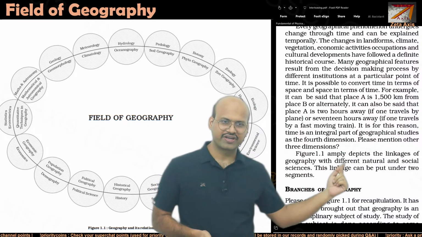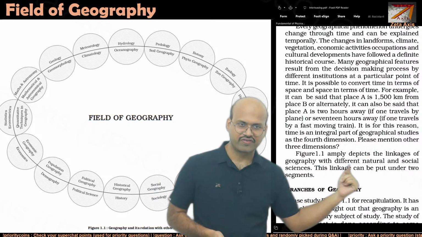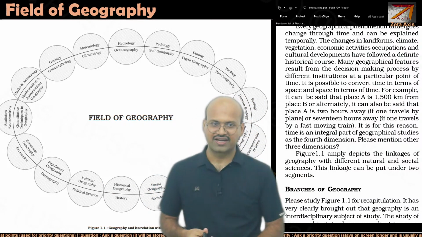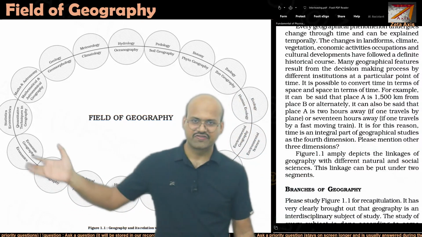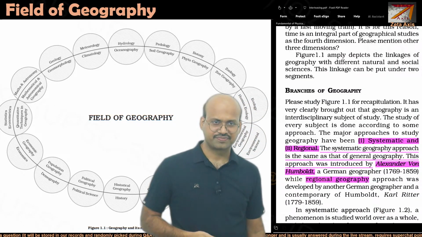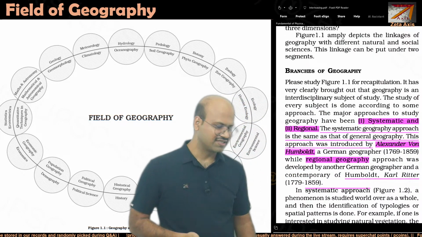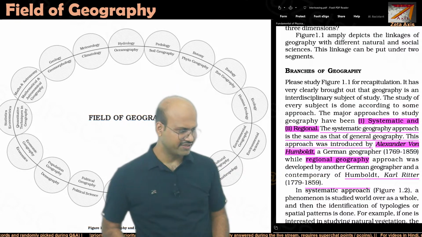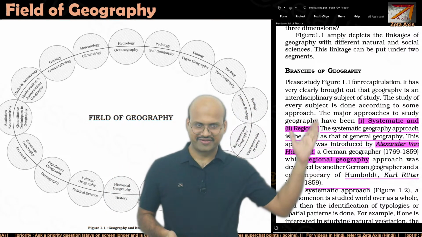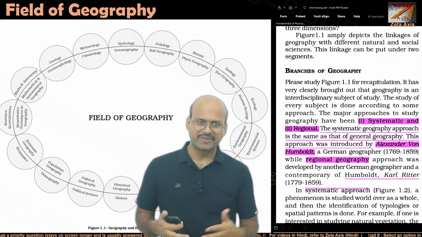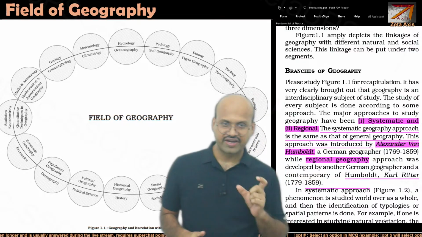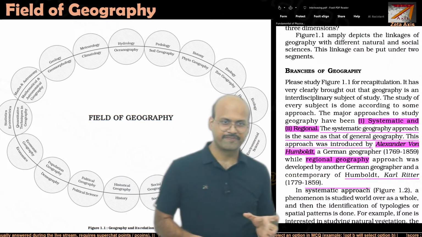Figure 1.1 amply depicts the linkages of geography with different natural and social sciences. I think this is figure 1.1, which you have already seen and understood, that it shows the linkages between different branches of science or other different branches. Now we will see different branches of geography. So in this particular part, they will now explain different branches. This is a little important because you will be getting a glimpse of different branches of geography.